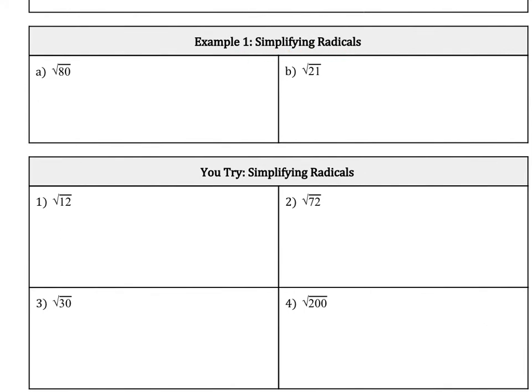Example number 1, simplifying radicals. To simplify the radical, we are going to find the prime factors of 80. You can do that as 8 times 10. And 8, you can further divide into 4 times 2, and 10 into 5 times 2. Now 4 can be further divided into 2 times 2. And the end numbers are 2, 2, 2, 5, and 2.